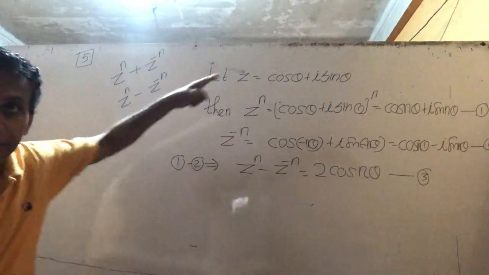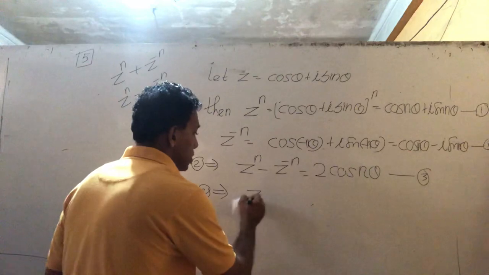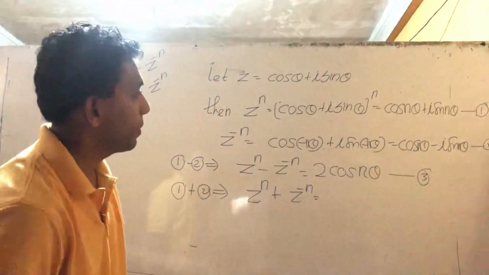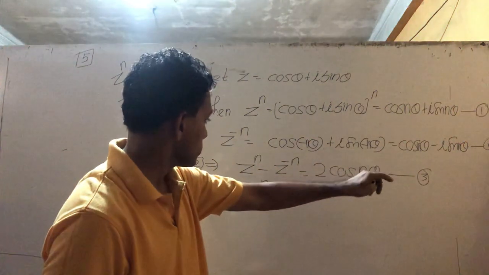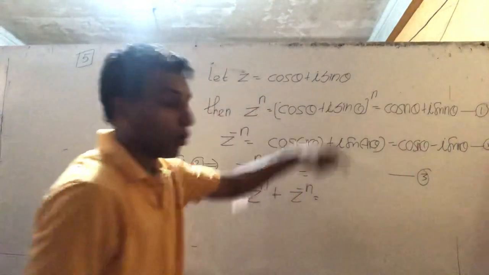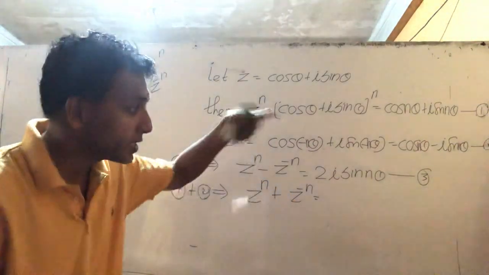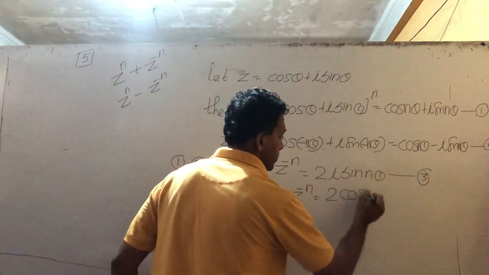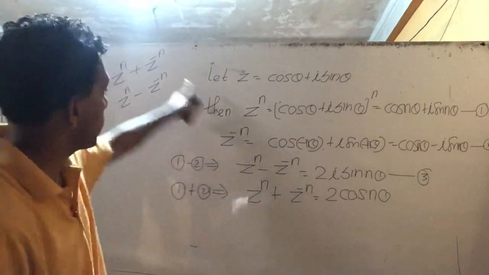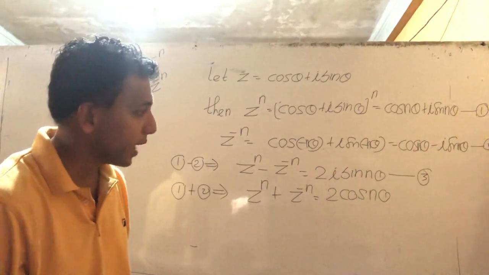Next, addition, I add both, one plus two. Z to the power n plus z to the power minus n. What happened when you add these two? Only the sine cancels, giving 2 cos n theta. I made a mistake earlier, I said initially add both, no. Actually, when you subtract, the cos cancels and the sine term remains, and when you add both, the sine cancels and the cos term remains, right?